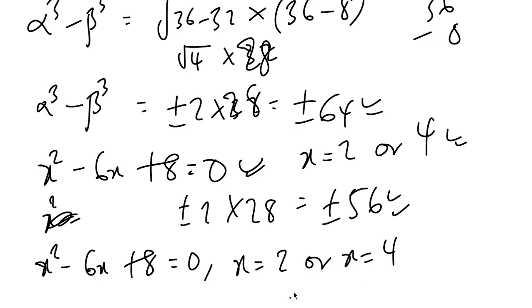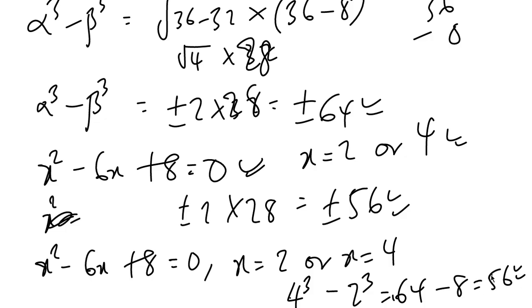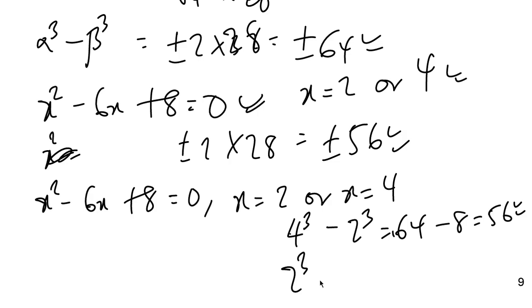So if you find the difference between the roots, it's going to be what? 4 cubed minus what? 2 cubed, right? So that will be 64 minus what? 2 cubed is what? 8. And 64 minus 8 is what? 56. And if we now do it the other way around, if we now do 2 cubed minus 4 cubed, what are we going to get? It's going to be 8 minus 64, which is what?